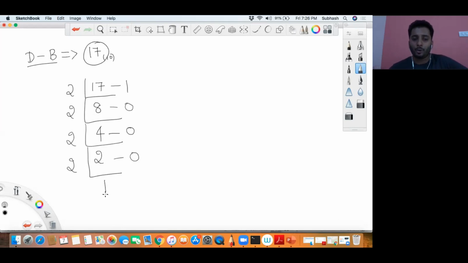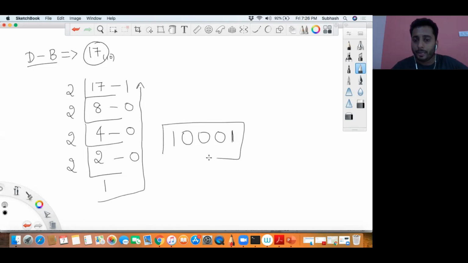Now how do I convert this into binary from this format? It is this 1, this 0, this 0, from the bottom towards up, this 0, and this 1. So this is nothing but your 17 in binary format, from decimal to binary system. So if you want to convert your decimal number into binary format, you have to divide it by 2 continuously and keep the remainder aside, and from the bottom towards the top, take those numbers and keep them. That becomes your binary number.